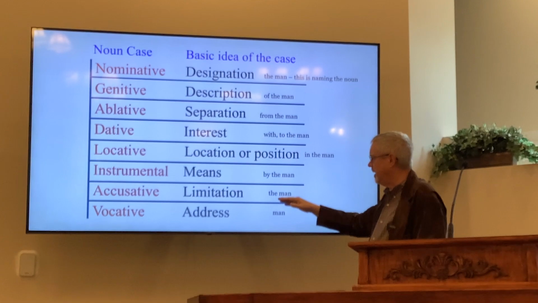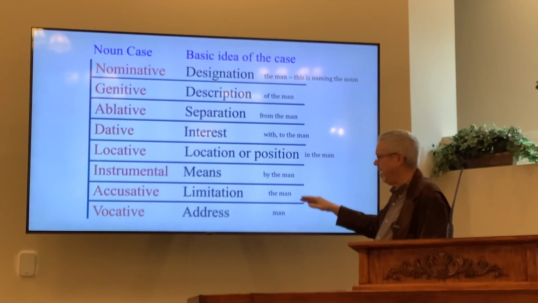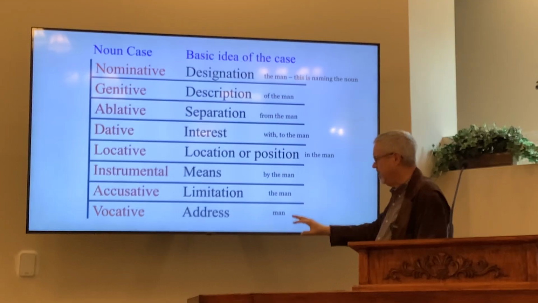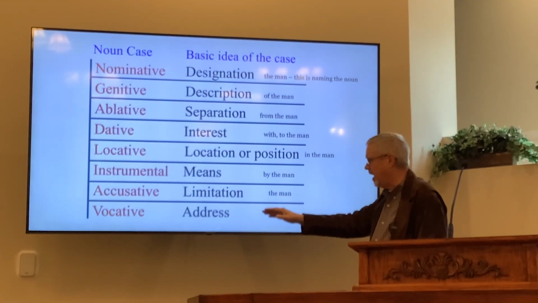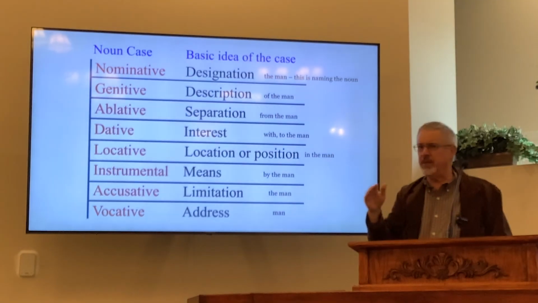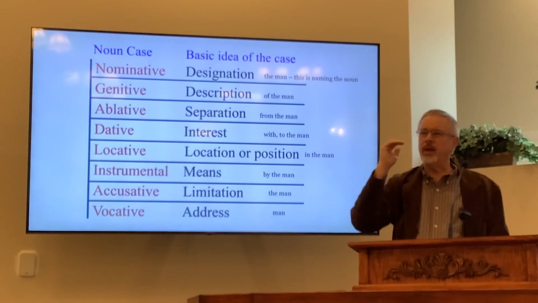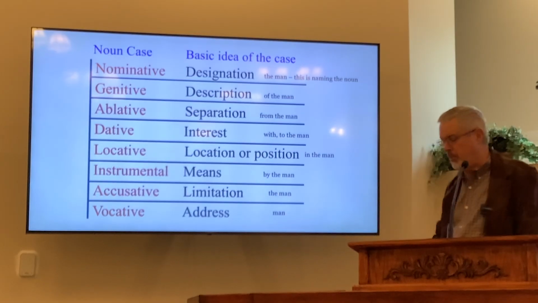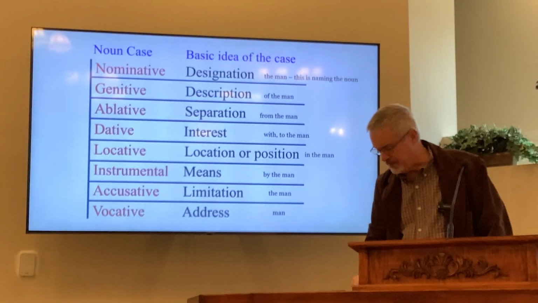Accusative is limitation. That is the man. That has a lot of other things with it. And then you have vocative, which is address. The address of calling someone man. Look here. All right, we'll see some things.